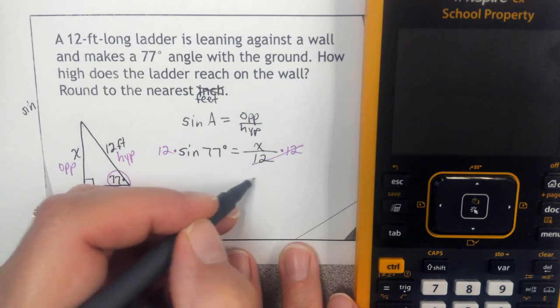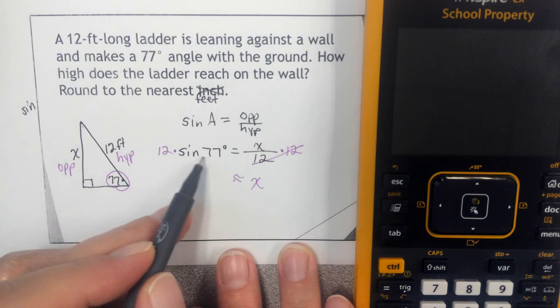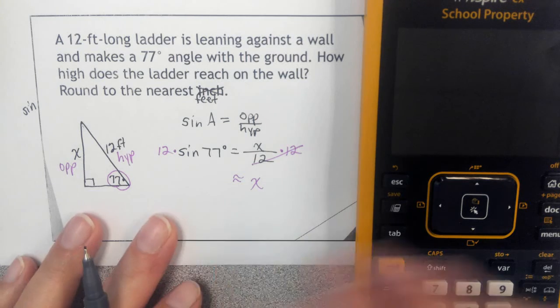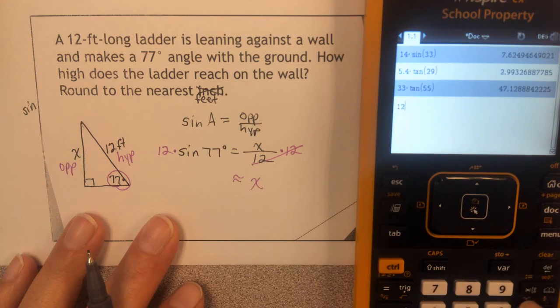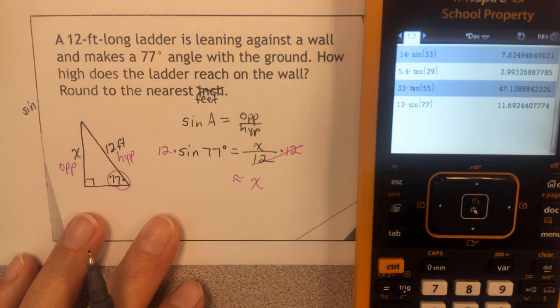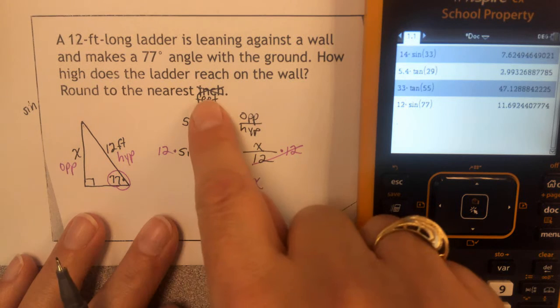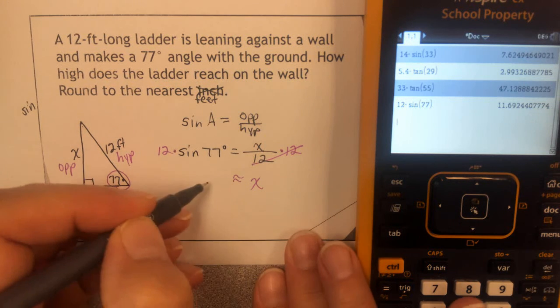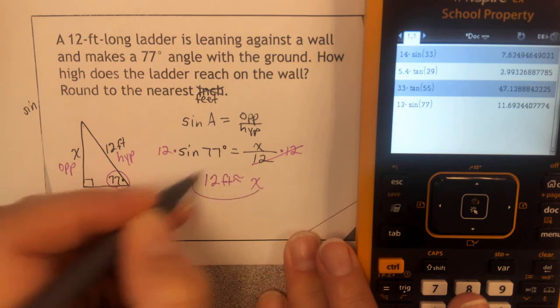Okay, could we save a step here and go ahead and put 12 times sine 77 in the calculator and not have to write it down twice? I think so. Okay, so let's do 12 times sine of 77. And that's about 11.7. To the nearest foot means round it to the nearest whole number. So is that going to be 11 feet or is it going to round up to 12 feet? It's going to round up to 12 because we have a 0.6. So it's about 12 feet.